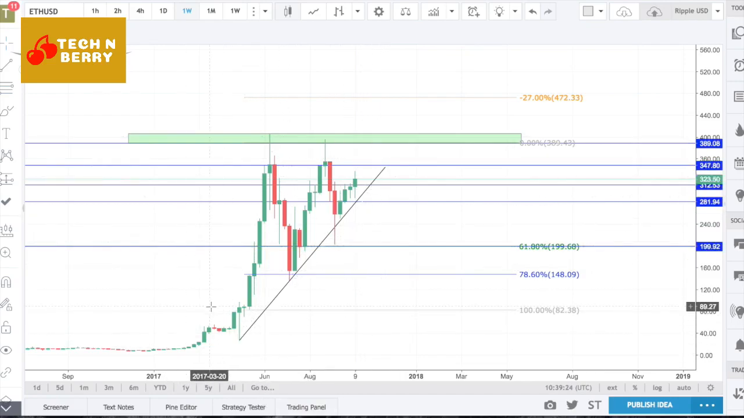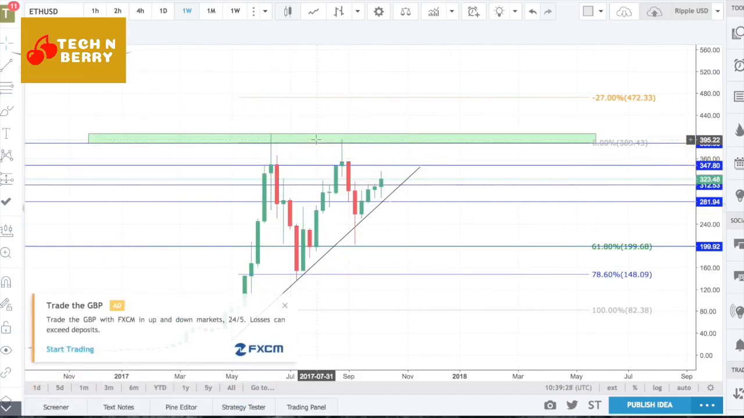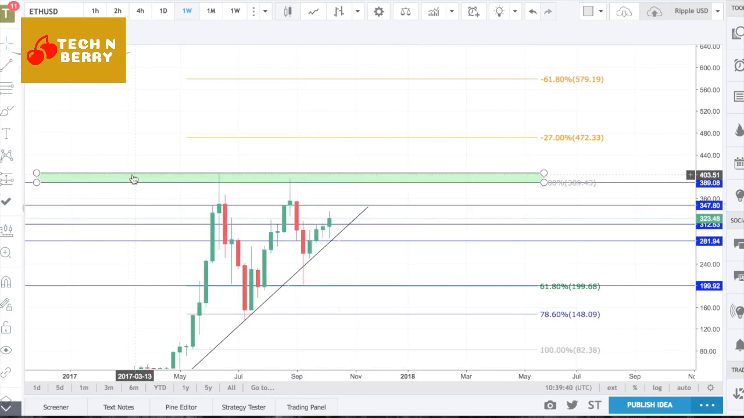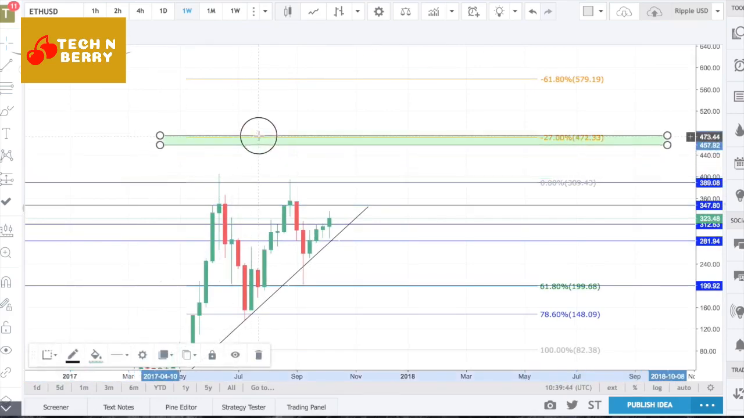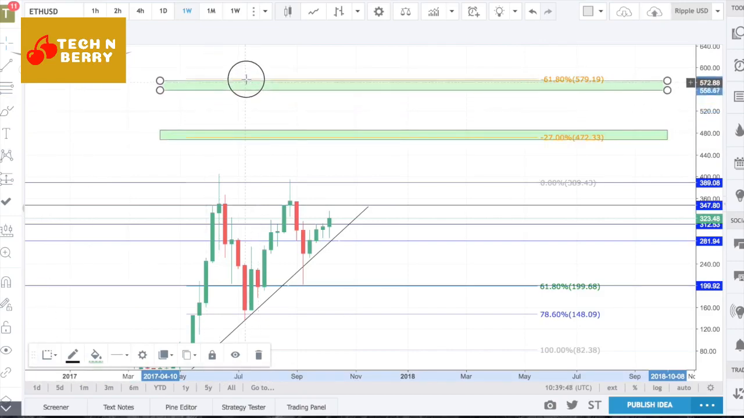We're on the weekly chart, remember. We have retested 400 twice. Now Ethereum will be having another hard fork soon. We will take into consideration the fact price soared completely last time this happened. We now have 2 new levels we are expecting to be reached. We have 472 within this zone, and we have 579.